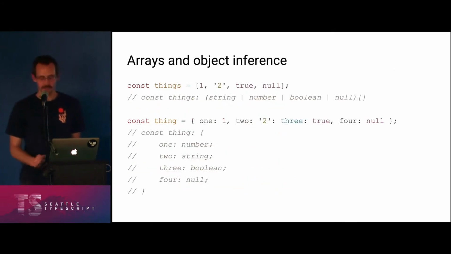Arrays and objects also have great inference. So here I just threw a bunch of values into this array, and TypeScript correctly looked at the type of each value and said, okay, this is an array of any of those 4 values.